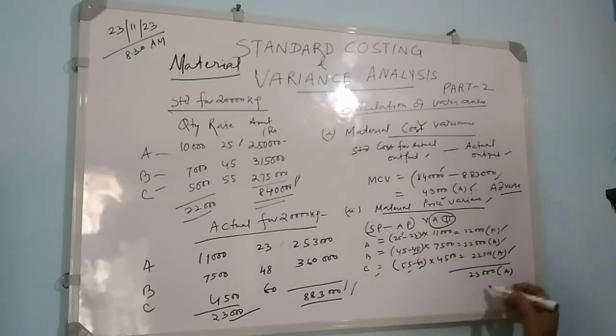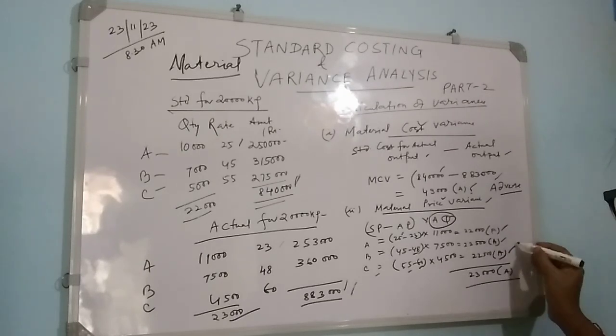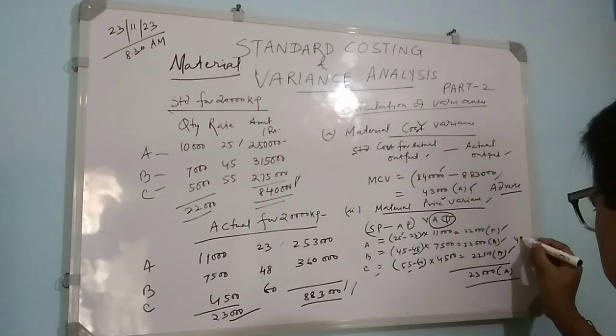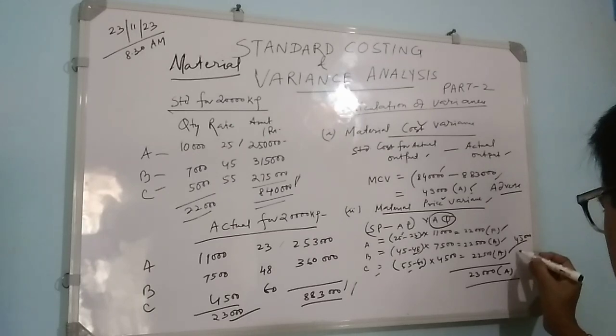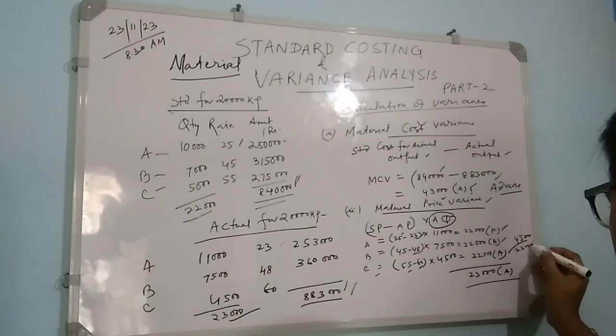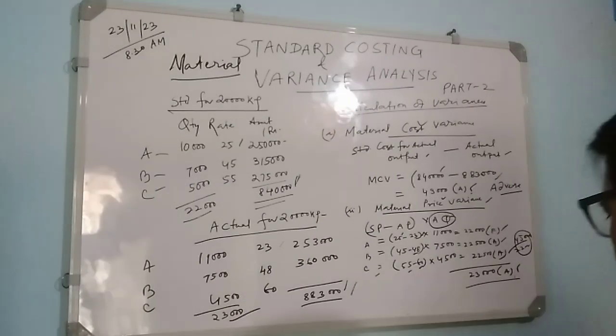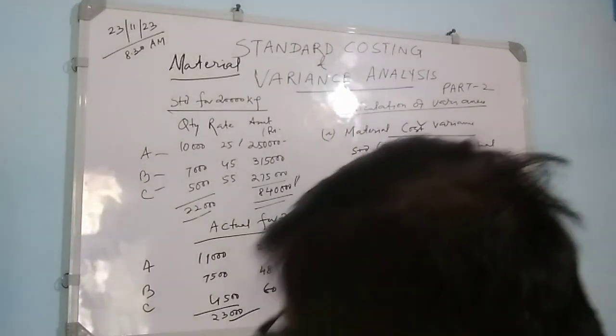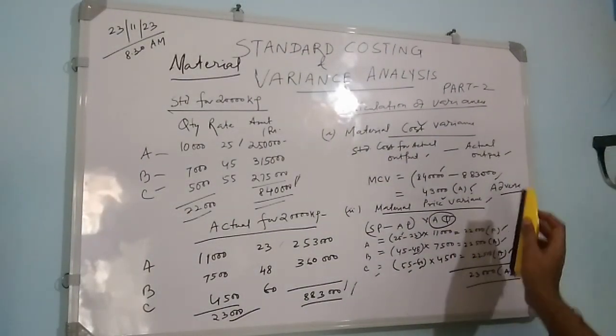So take the net of the three components: two adverse components total 45,000 and one favorable is 22,000. The net is 23,000 adverse. This is your material price variance.